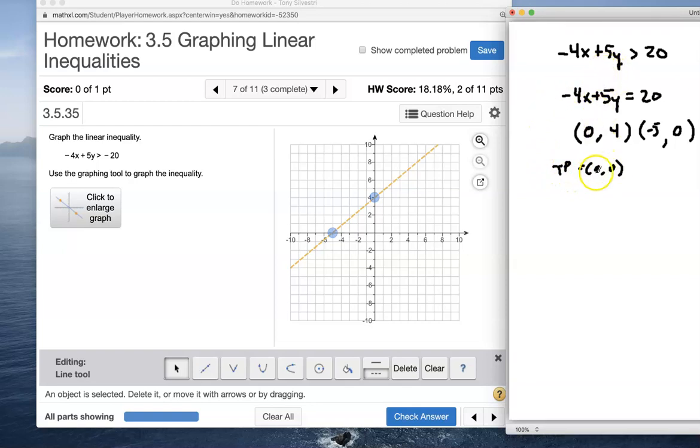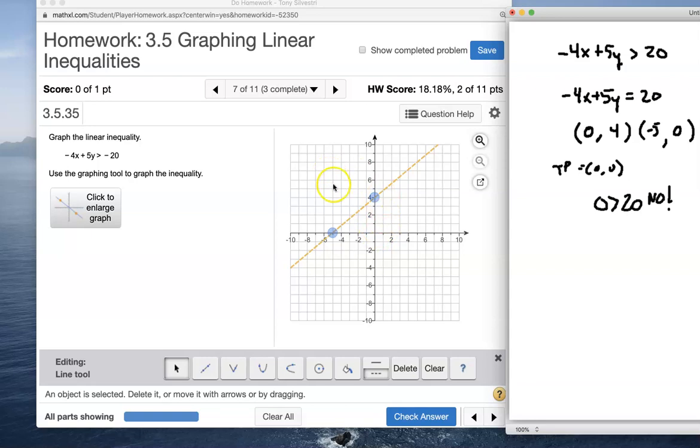Plug it into the original inequality. And 0, 0 is great because when I plug in x as 0, that term goes away. If I plug in y as 0, that term goes away. You're left with 0 is greater than 20. Is that true? No, it's not true. So what that means is the region that includes this test point is the wrong region, because if that produces a no-go on the inequality, then any other point would produce a no-go. So it must mean that the opposite side must be true.